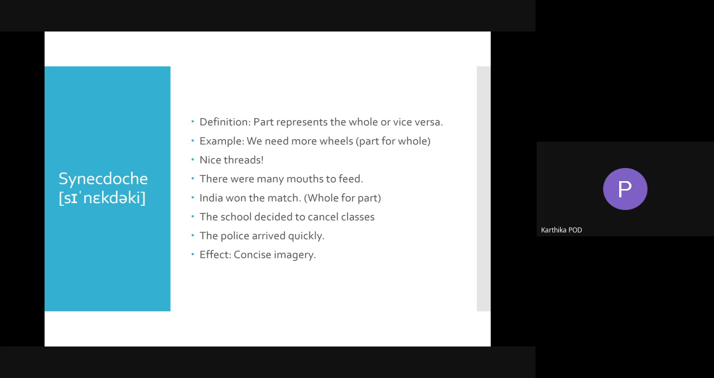The third example is the police arrived quickly, right? It doesn't mean that the entire police force of the country has arrived quickly. It's a few police officers who arrived, but you don't say a few police officers arrived quickly. You mostly take the whole for the part and speak, right? So this is called synecdoche, where a part represents the whole or the whole represents the part.